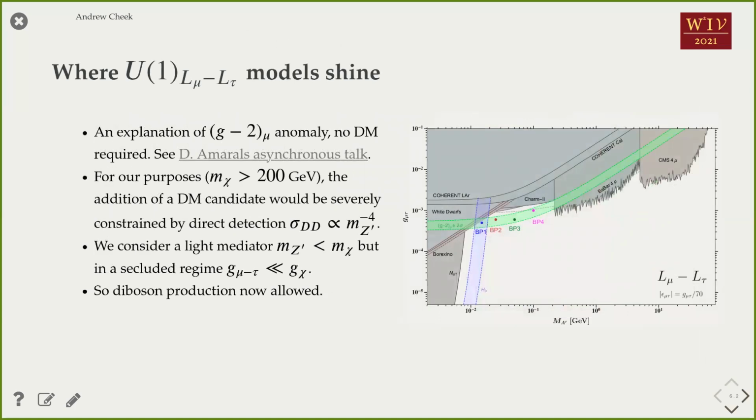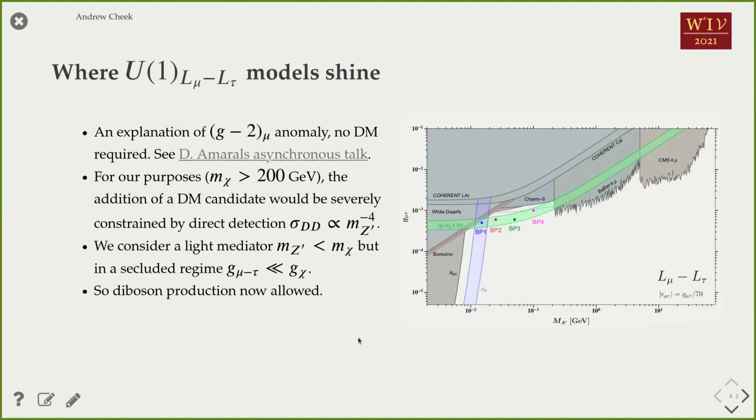The L mu minus L tau model has been associated with another fashionable hint of new physics for much longer, and that's of course the tension between experiment and theoretical prediction for the muon anomalous magnetic moment. Tantalizingly, the simple extension of the standard model can explain the current tension if the new boson has a mass of around a couple of MeVs to hundreds of MeVs. If you want more information about that, I send you to Dorian Amaral's asynchronous talk.